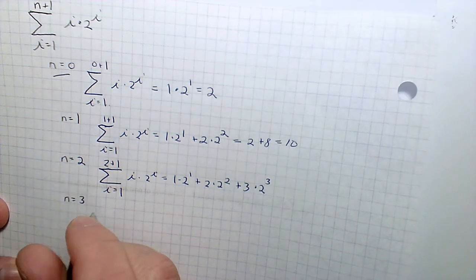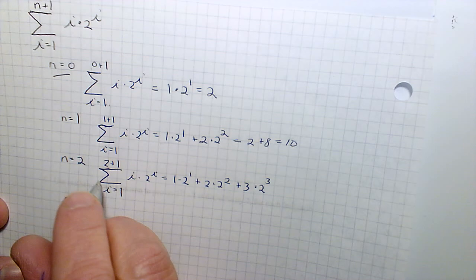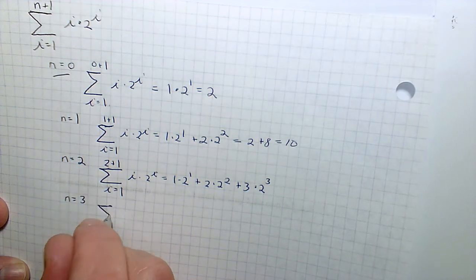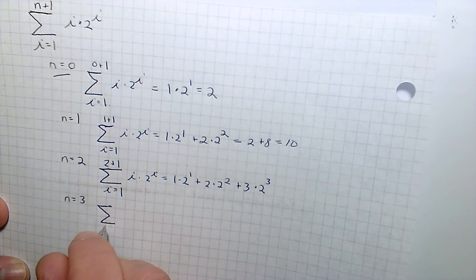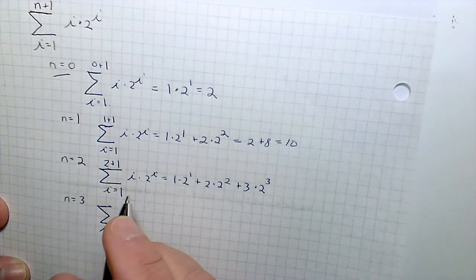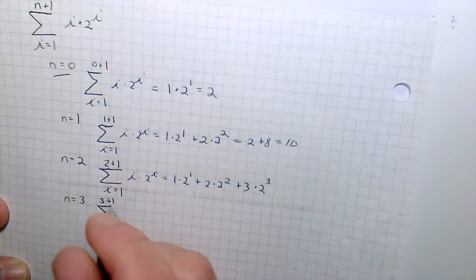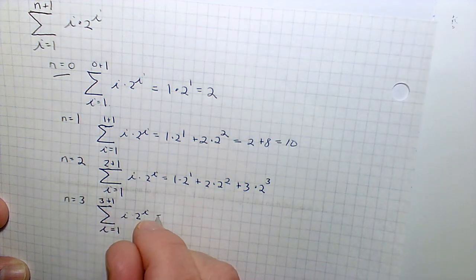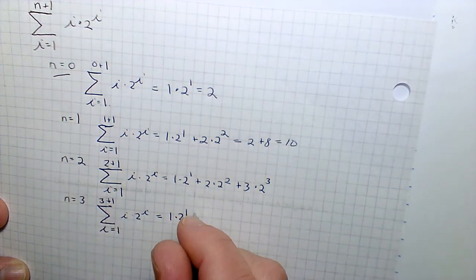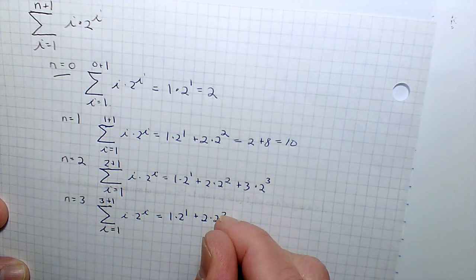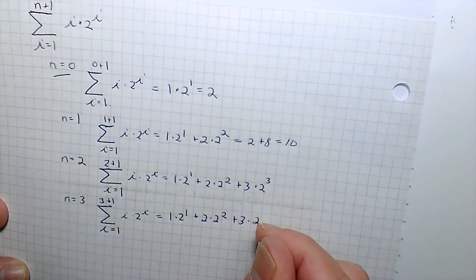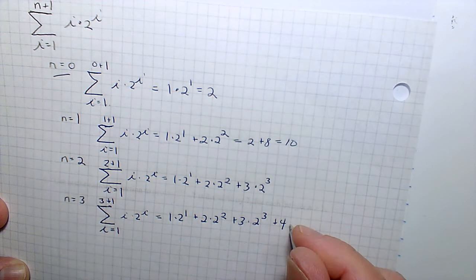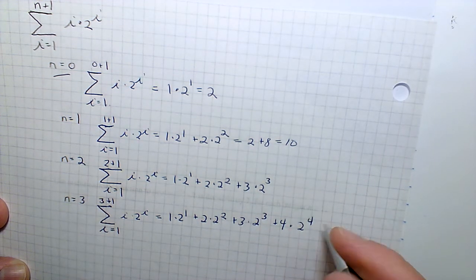When n is equal to 3, what's this pattern going to look like? Let's write the summation symbol one more time. I was a little concerned about space, but I'll just keep pushing the paper up. We're going to go from 1 to 3 plus 1, i times 2 to the i. So it's going to be 1 times 2 to the first, plus 2 times 2 squared, plus 3 times 2 to the third. And now we're ending at 4, so it's 4 times 2 to the fourth.